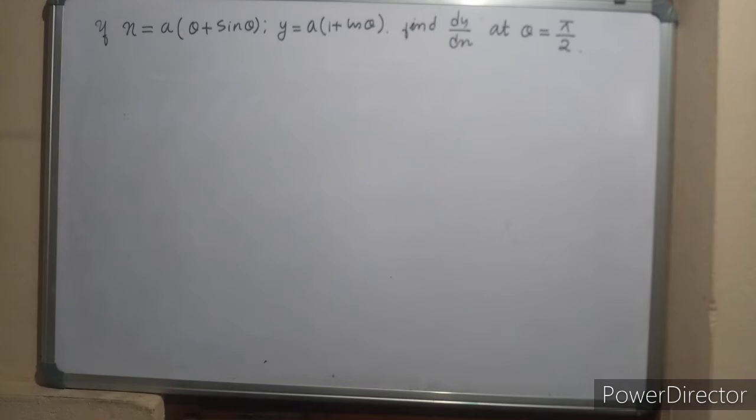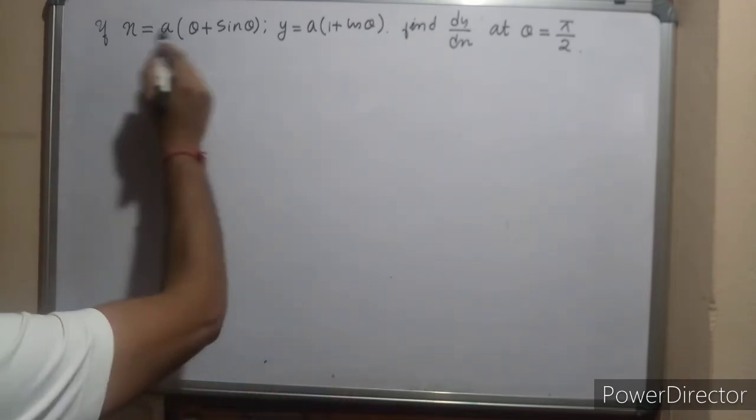Now in this case, the parameter is theta, but you have to find dy by dx at theta equals pi by 2. That means the method is the same, but in the final answer you have to substitute theta equals pi by 2. Now I'll differentiate both the equations with respect to theta.